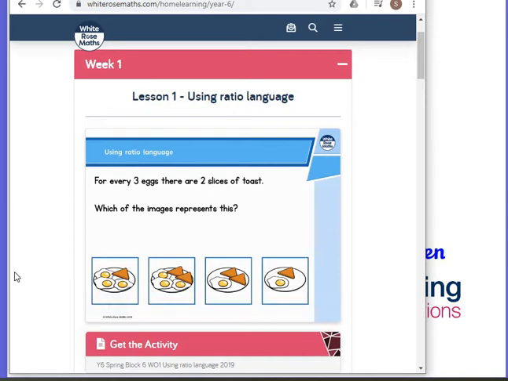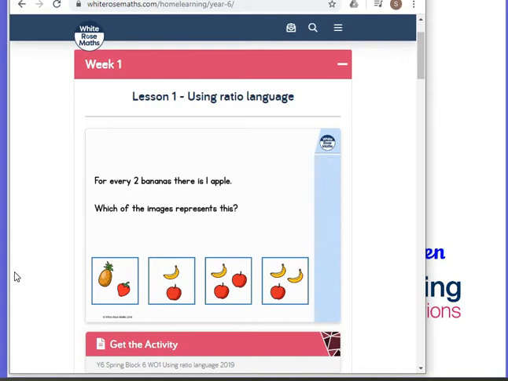Hello there. So we're going to have a look now at using ratio language, and we're going to start off with a story. And the story we're going to start off with is, for every 3 eggs, there are 2 slices of toast. Which of the images represents this story? So have a look for a second at a few of the images below, and have a little think. And the image that represents this story would be the second one. That's the image, and we can see there are 3 eggs and 2 slices of toast on that picture.